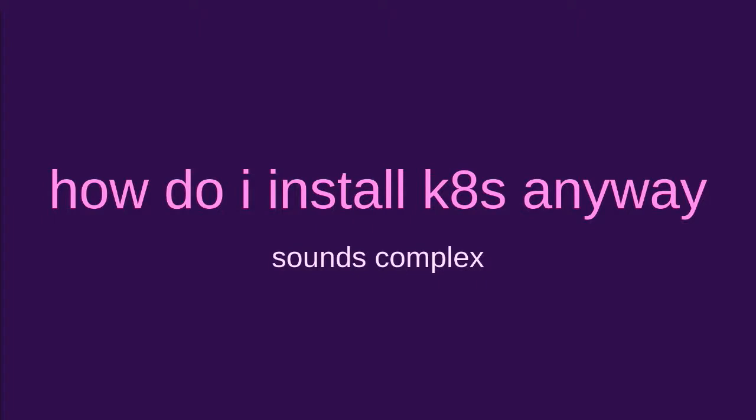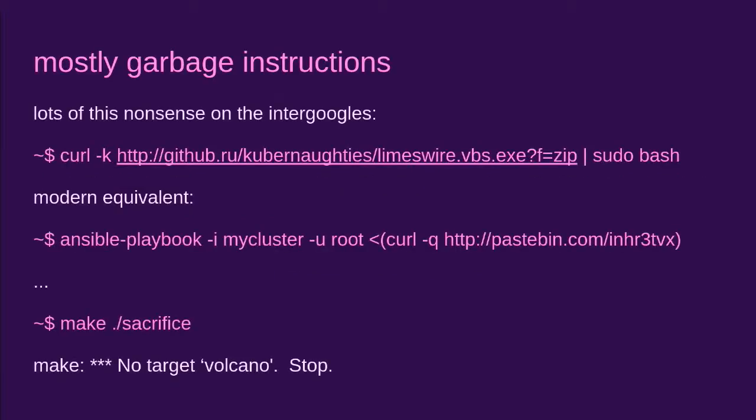So in order to understand what we're actually up against, I'll just quickly run through looking at how we go about installing Kubernetes. And mostly it's just garbage, right? I see all the time just curl, pipe this thing into sudo bash, and we know that is bad. The modern equivalent seems to be using Ansible playbooks. Ansible's a tool for going and installing software on remote systems. And again, people just say, oh yeah, just curl this YAML file in.